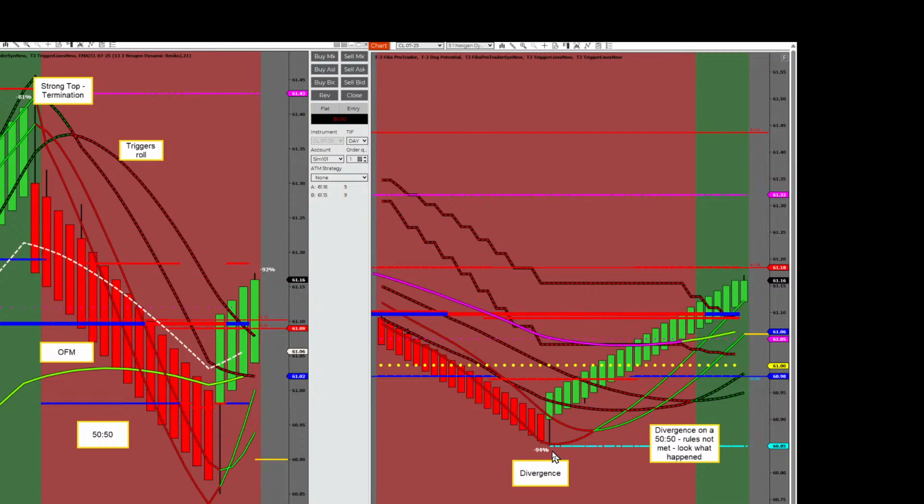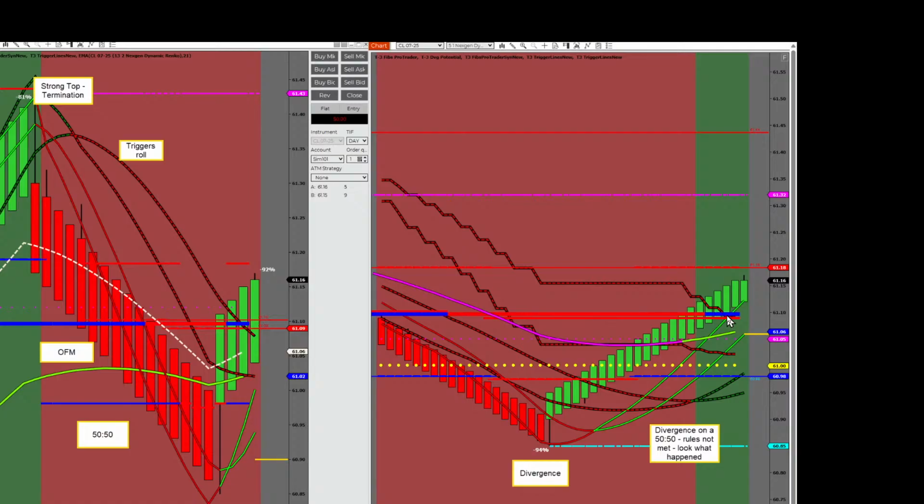On your small chart, divergence is a loss of momentum. Divergence is giving up momentum, and if we're relying on momentum to break the area, this is the biggest killer of 50-50 trades. And Jen says divergence on a 50-50, rules not met, look what happened.